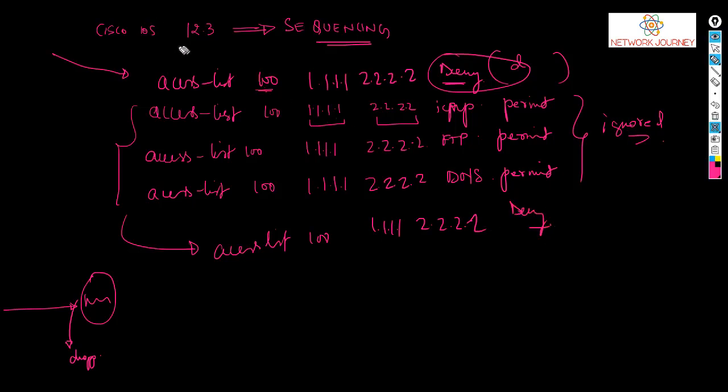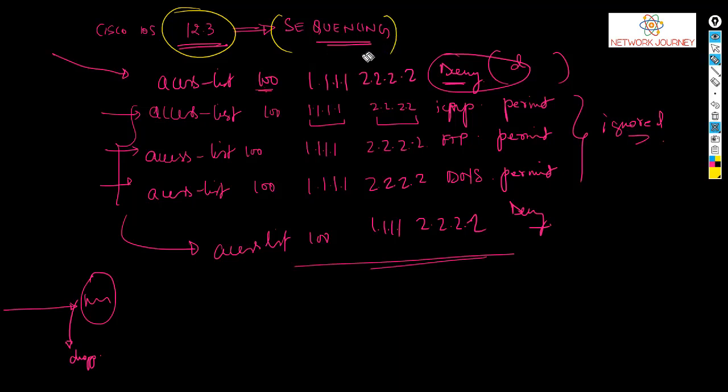Prior to 12.13, the only option was to delete them and reconfigure them in sequence, so that you have these in the first place and then the deny statement. But now the job is easy. After 12.13, you have a concept of sequencing. Sequencing is nothing but giving a number. So let's say I give this as 1, this as 5, this as 10, and this as 15. Now this is sequencing. It's much easier now.